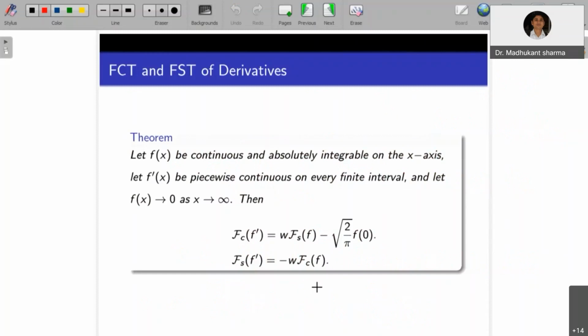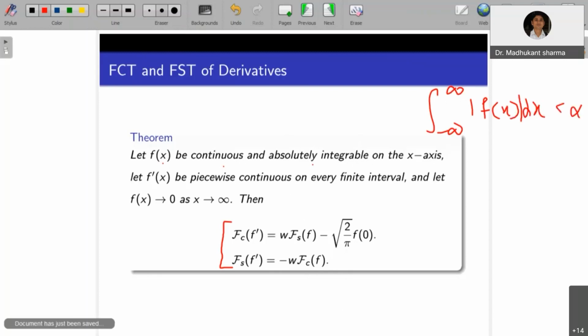Which again can be derived by following the product rule of integration, provided certain conditions are verified. First condition: f be continuous and absolutely integrable on the x-axis. What is the meaning of absolutely integrable? It means the integral from minus infinity to infinity of mod f of x dx is finite. That's the meaning of absolutely integrable.